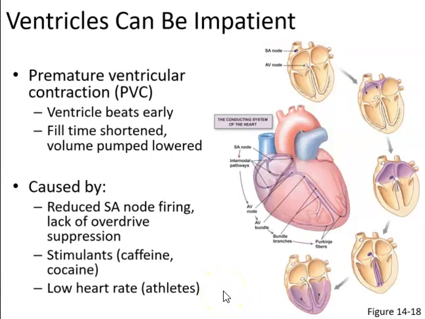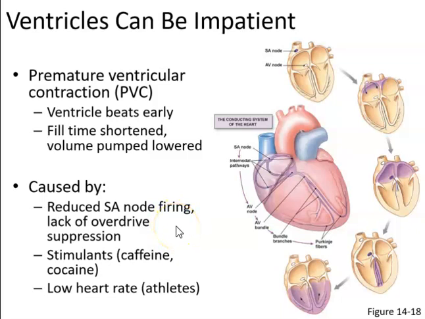Ventricles, of course, can be impatient. We have what's called premature ventricular contractions, or PVCs. This is when the ventricle beats early. When this happens, the fill time is shortened and the volume that is pumped by the ventricles decreases. Usually this can be due to reduced SA node firing or a lack of overdrive suppression, a lack of that hyperpolarization occurring due to the SA node.